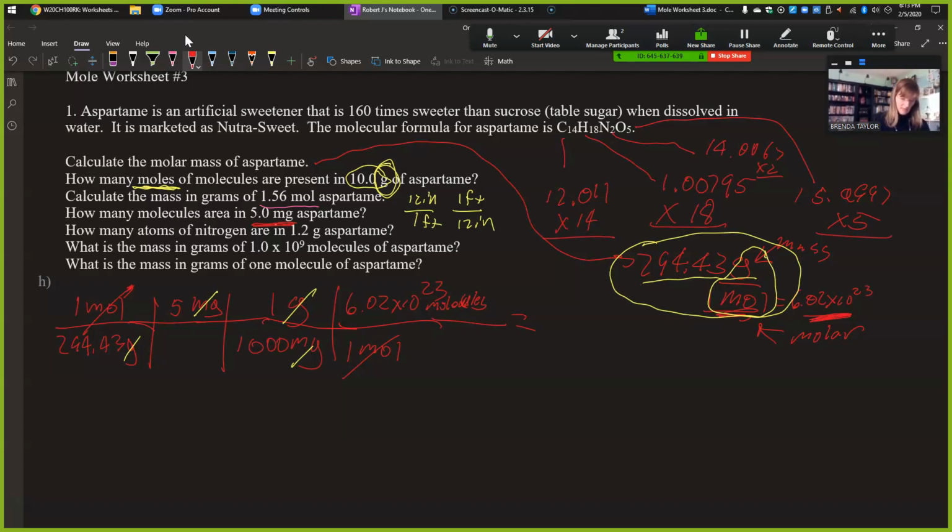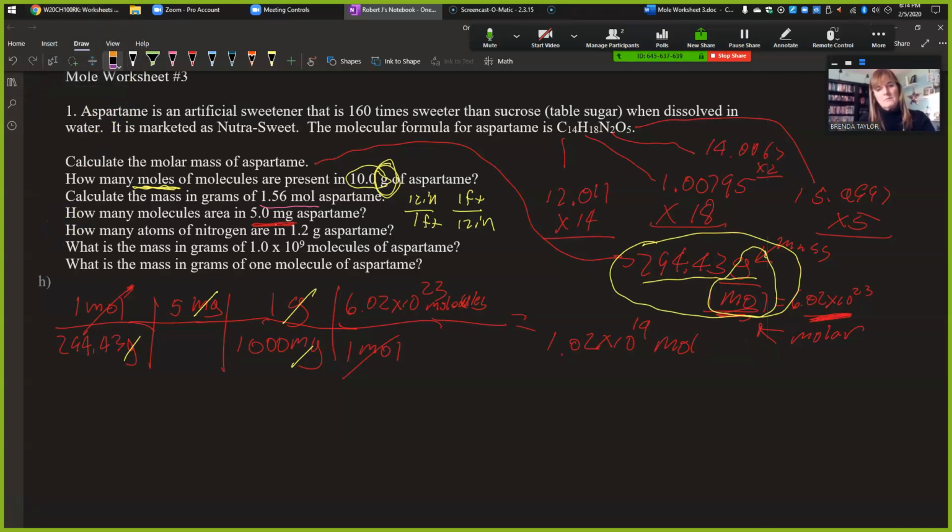So I've got 6.02 E23 times 5 divided by 1,000, and then divided by 294.43, and I get 1.02 times 10 to the 19th molecules. Great. Okay. A giant number, and that makes sense because they're really small, so even 5 milligrams would be a lot of them.